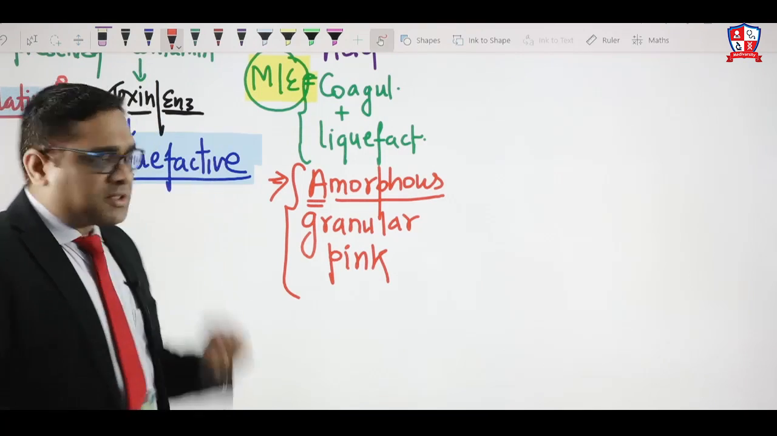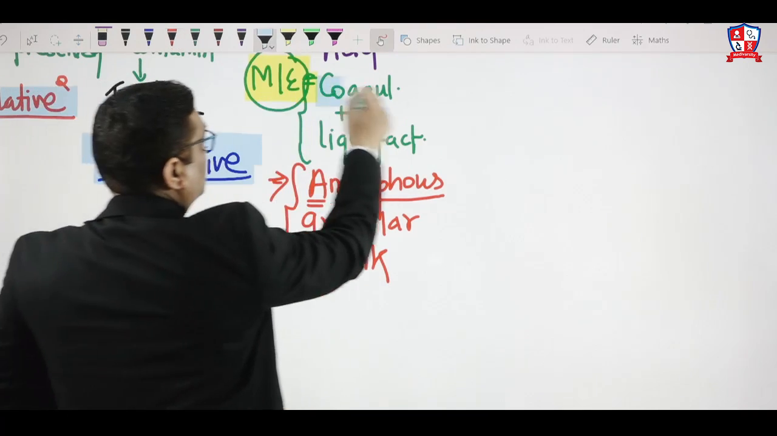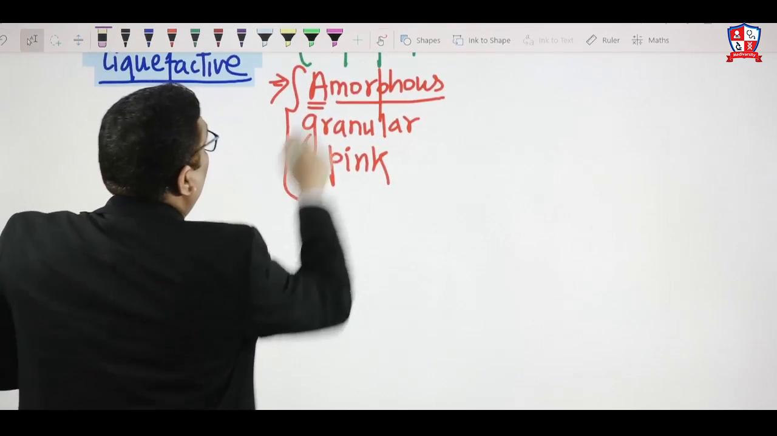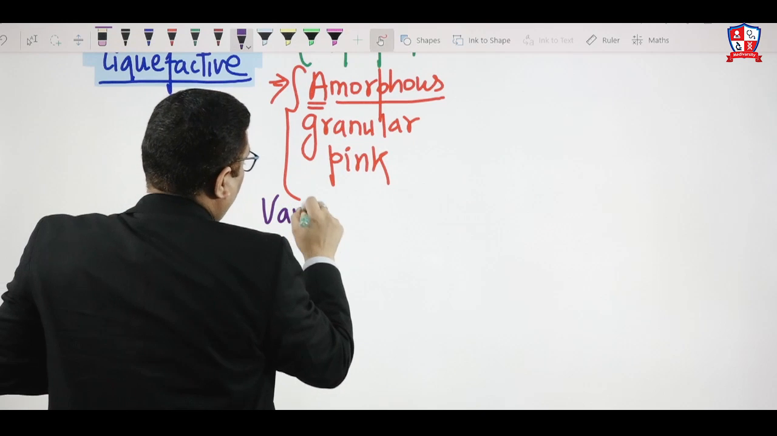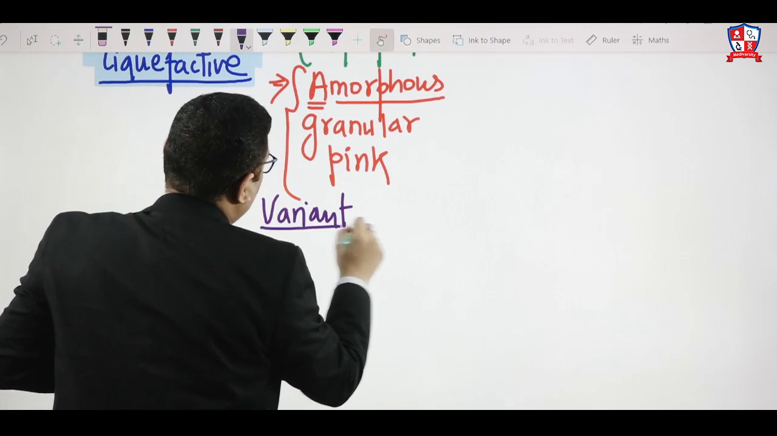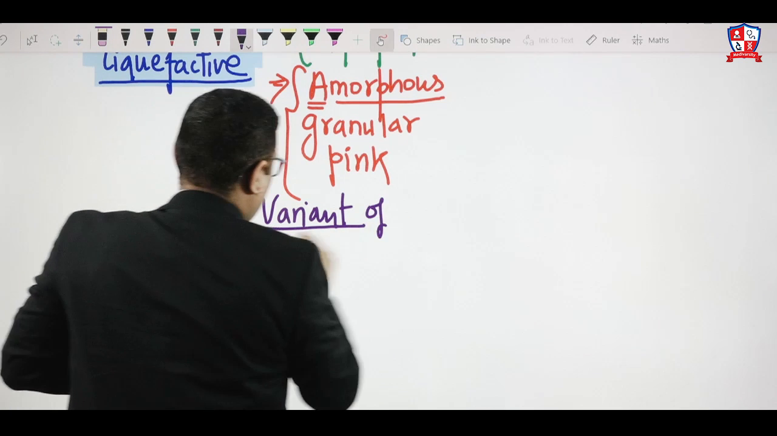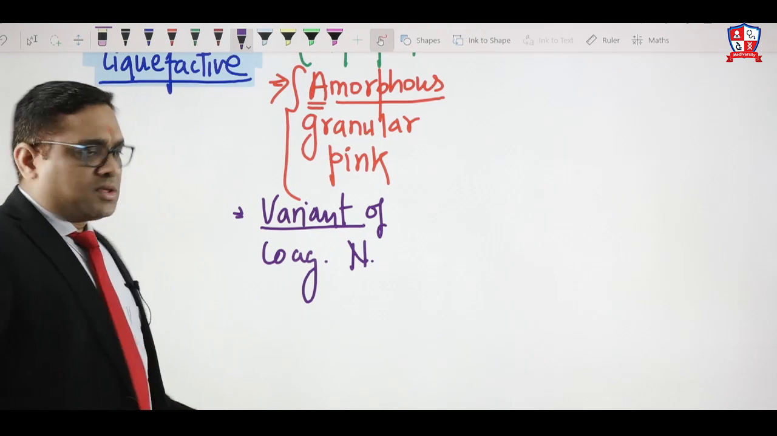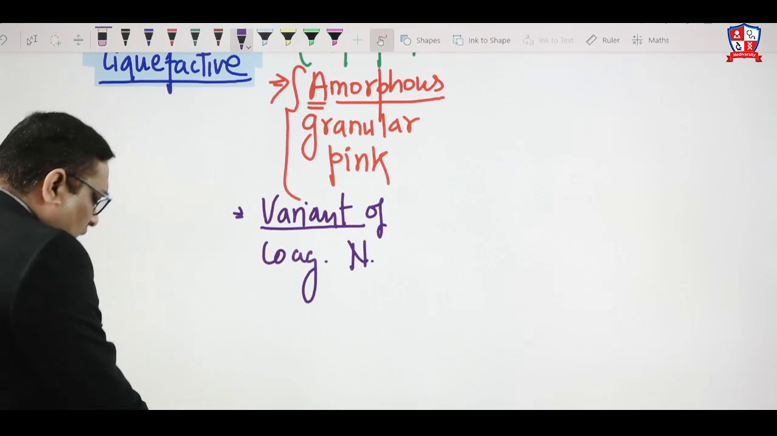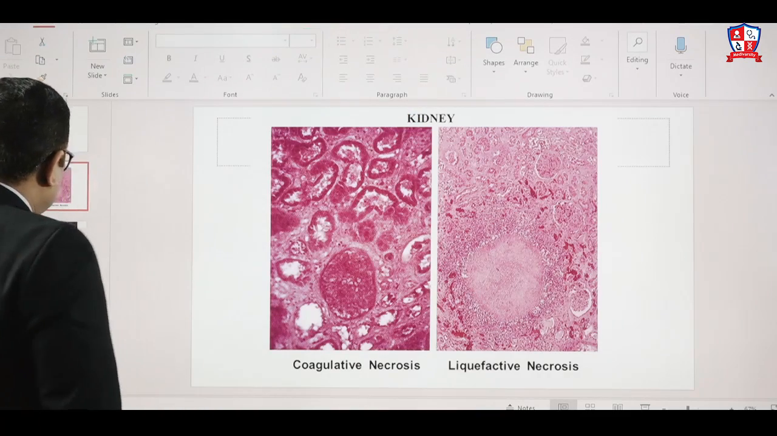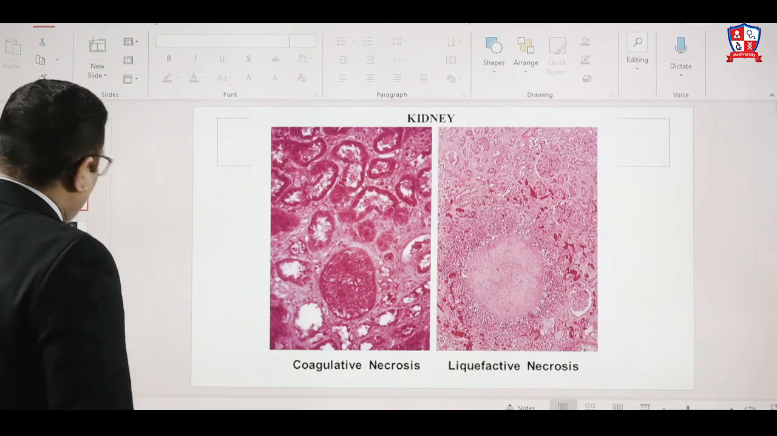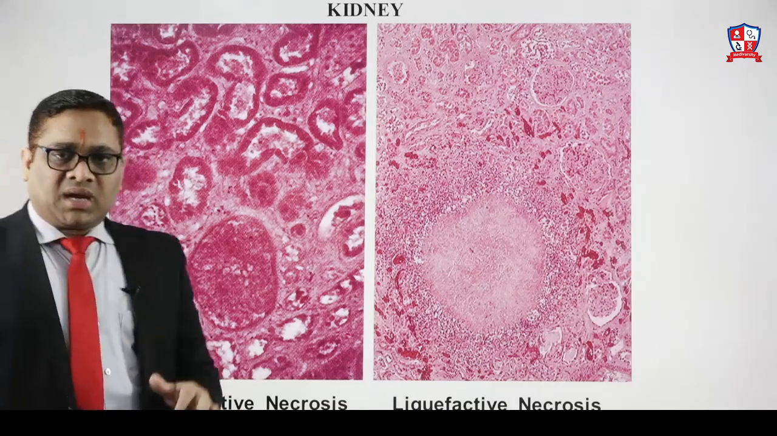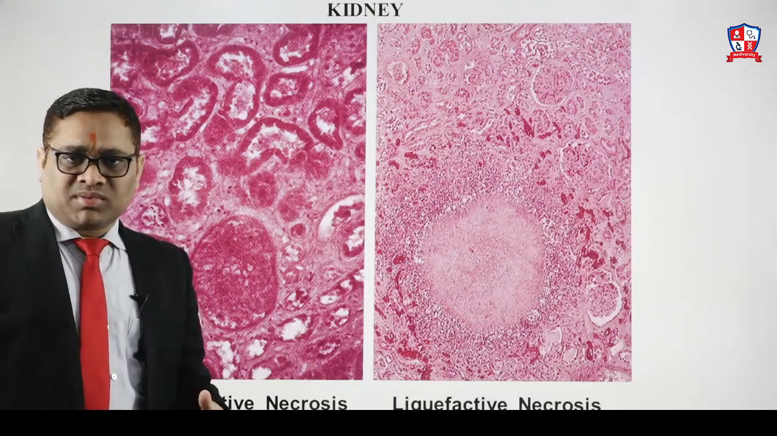Because coagulative necrosis is present in caseous necrosis, sometimes caseous necrosis is also described as a variant of coagulative necrosis. You will find this wording in your textbooks. So this is about caseous necrosis. Here I would like to show you the diagram of coagulative and liquefactive necrosis, so that we can understand why I said that in coagulative necrosis tissue architecture will be preserved.